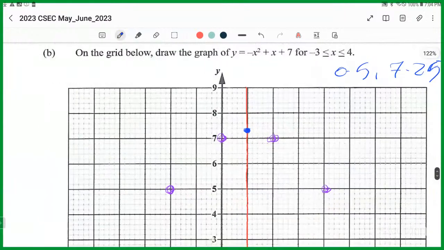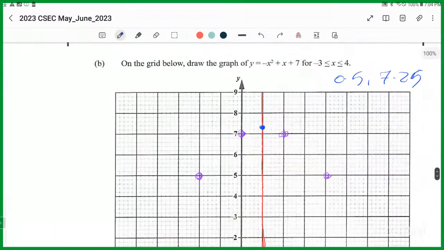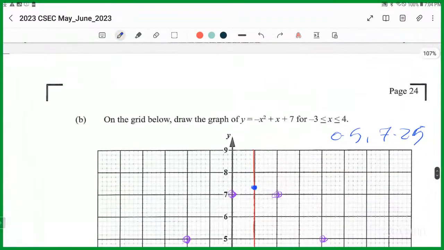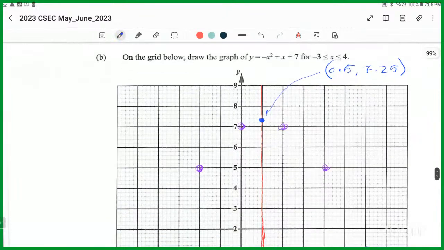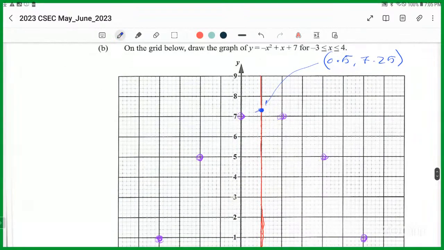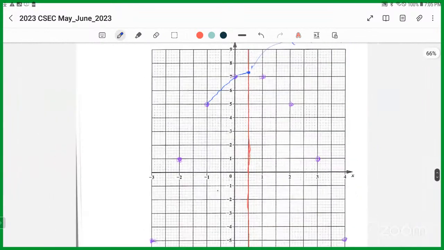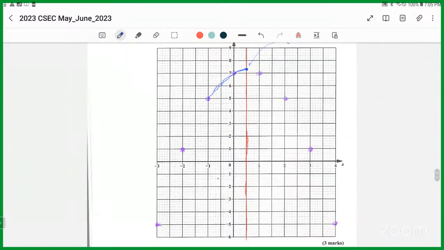So draw the curve so that it comes up to this point here. Make sure it comes up to this point, 0.5, 7.25. Make sure the examiners can see it, and draw a smooth curve. Come down on this side. Okay, let's go again.